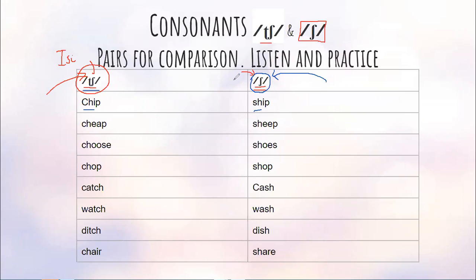Cheap. Ship. Cheap. Ship. Choose. Shoes. Chop. Shop. Catch. Cash. Watch. Wash. Ditch. Dish. Chair. Share. Nice one. Good. Nice one.